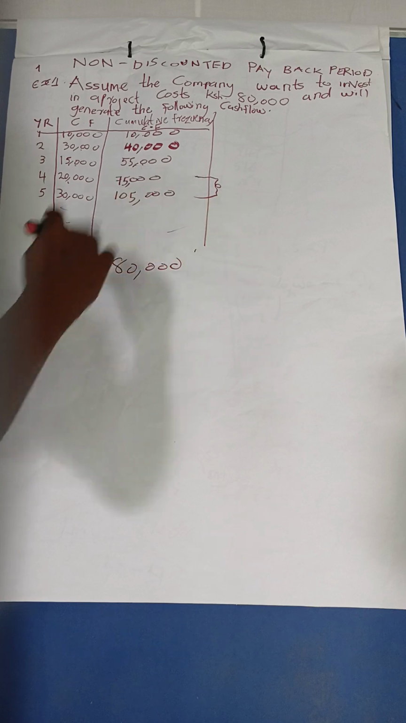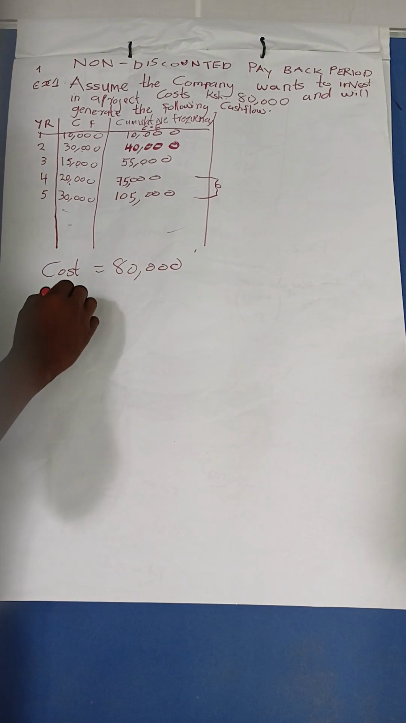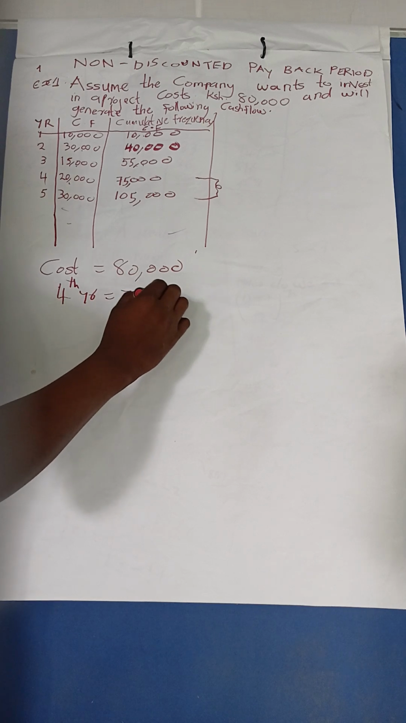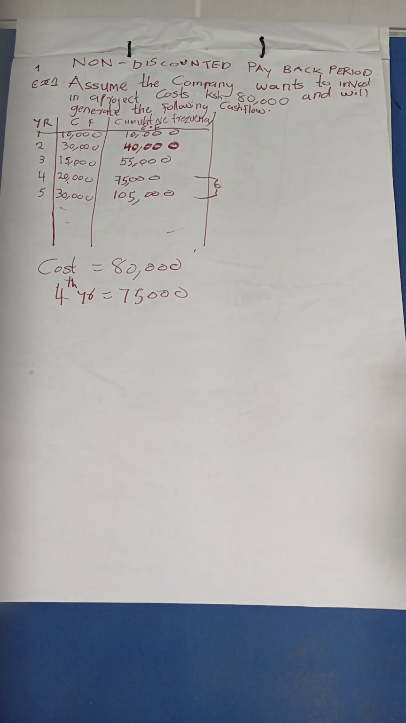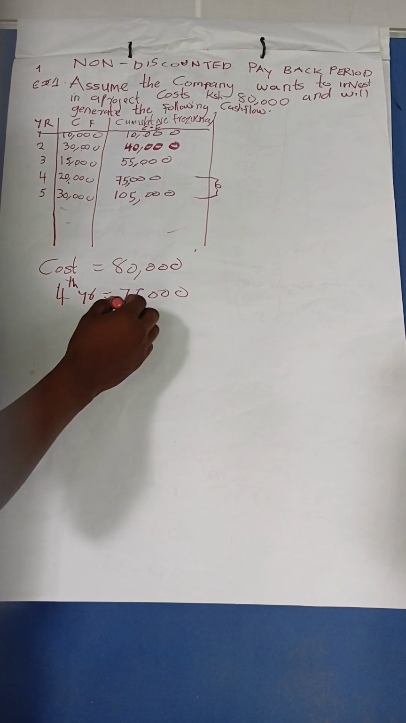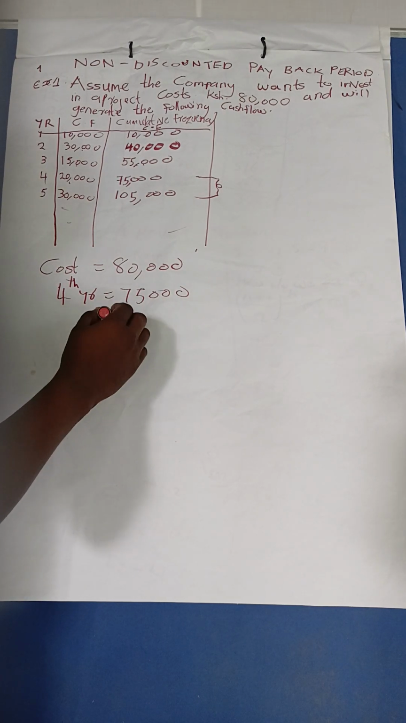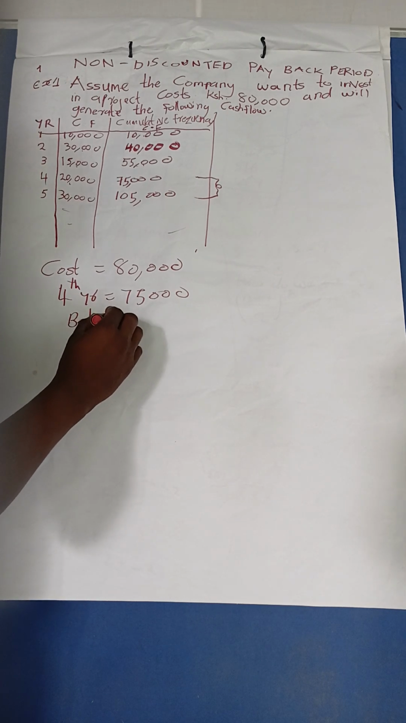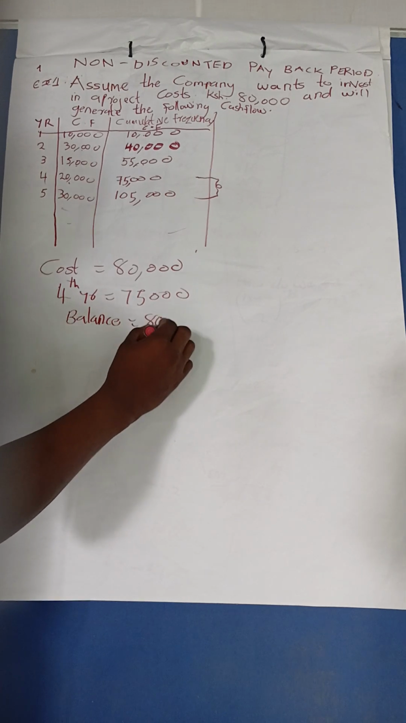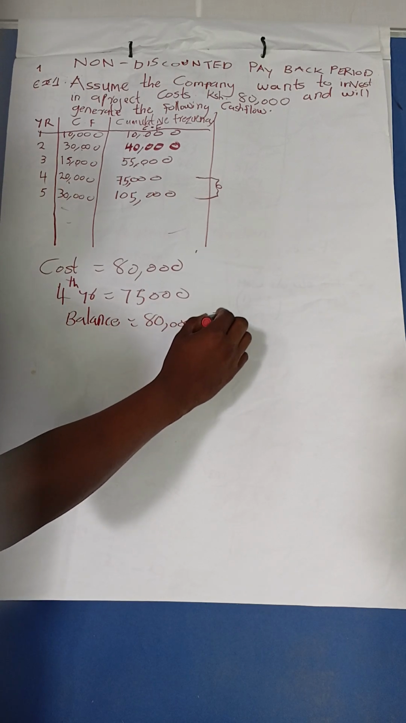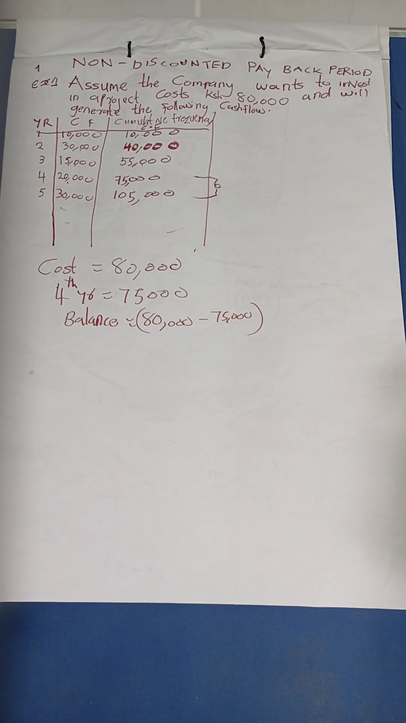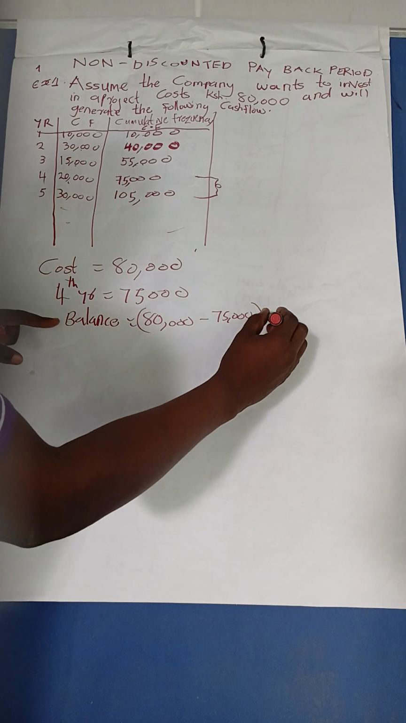75,000 will be recovered in the 4th year. So in the 4th year, I will recover 75,000, meaning I will remain with a balance. The balance that I need to recover will be 80,000 minus 75,000. So what will the balance be?